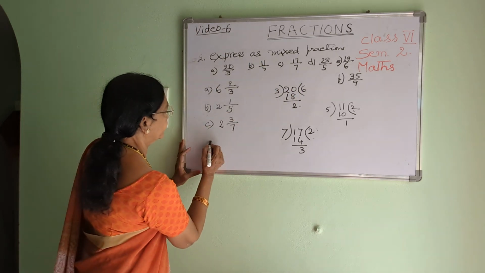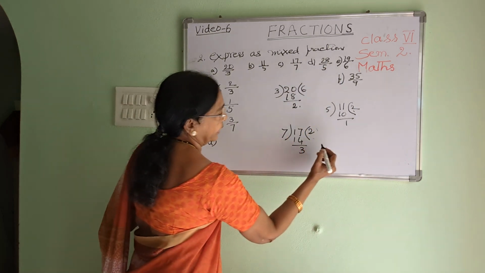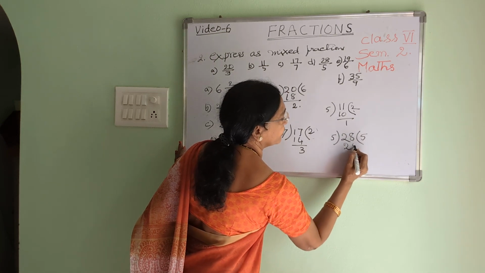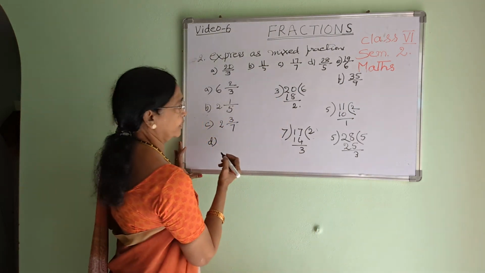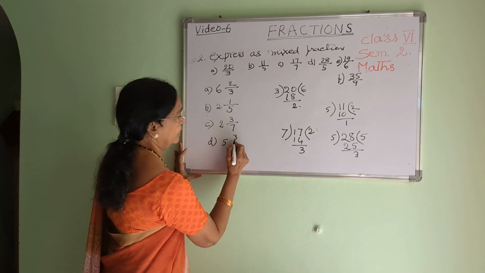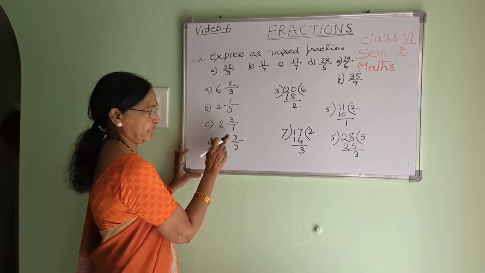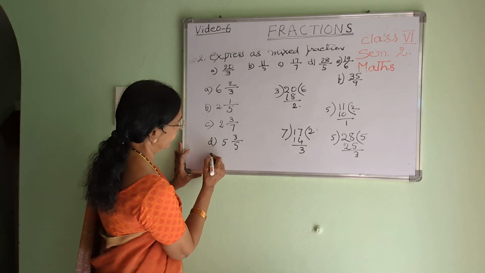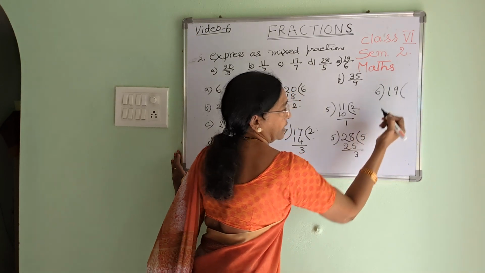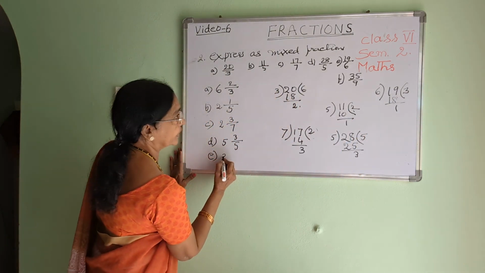Next D, 28 by 5. Divide 28 by 5. 5 5s are 25. Therefore remainder 3. So this is 5, quotient, and remainder by divisor. 5 5s are 25. 25 plus 3, 28 by 5. Okay. Next E, 19 by 6. Divide 19 by 6. 6 3s are 18. Remainder 1. Therefore 3 1 by 6.